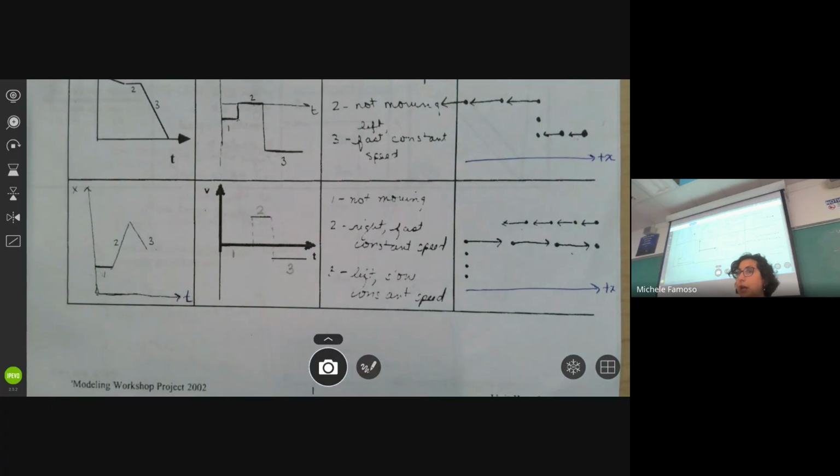Any questions on page 28? All right, let's go to page 29. Now I'm giving you times. So we should have times on our graphs.